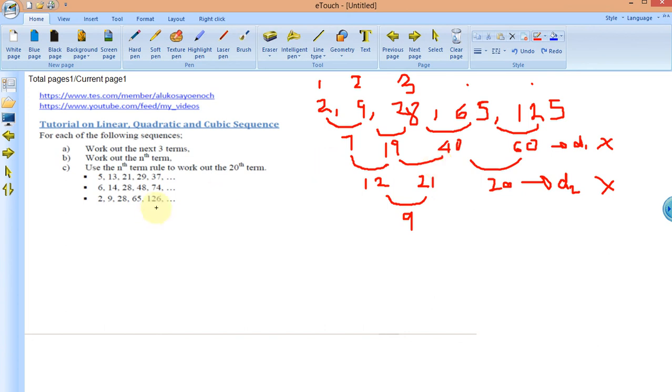2, 9, 26 is 5, 126. Oh, don't mind me, why am I working like this? 126. The sequence is 2, 9, 28, 65, 126. Why did I put 125? God. Okay, 126. So 126.